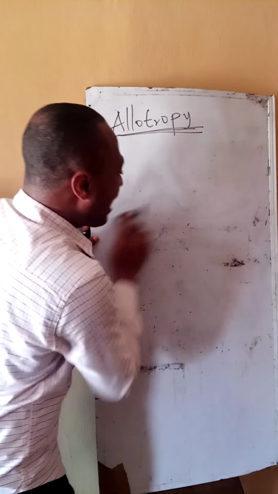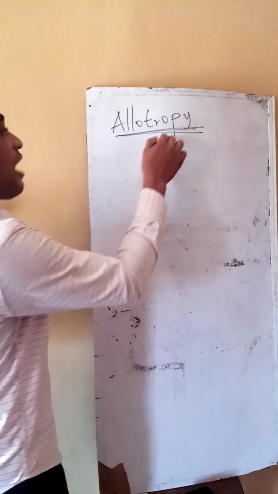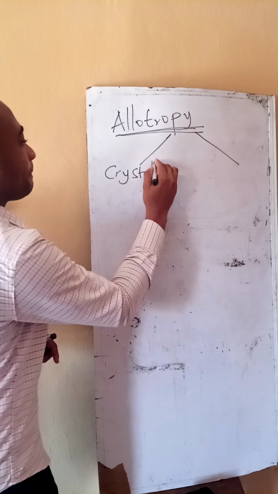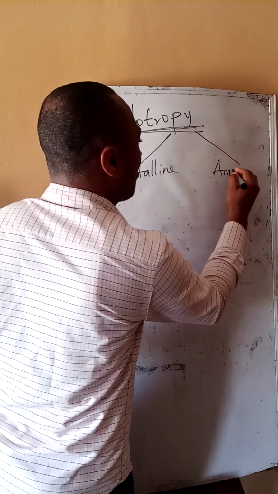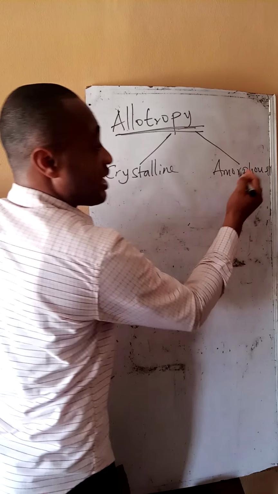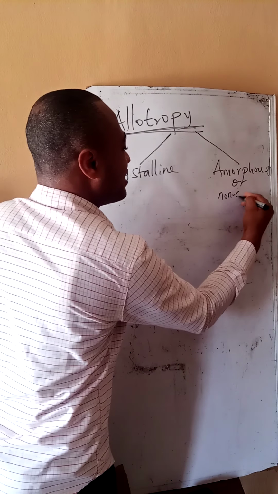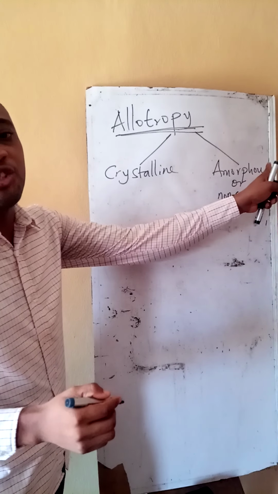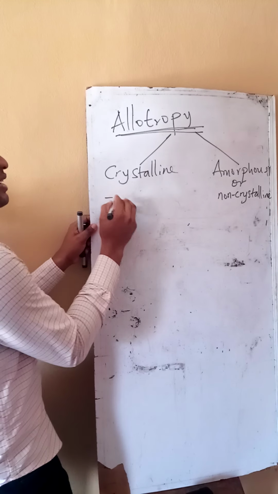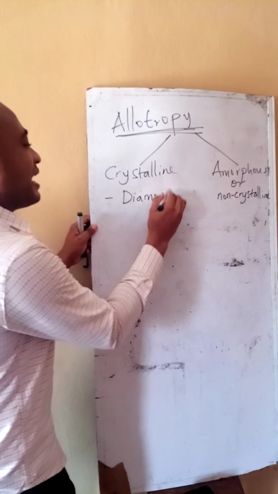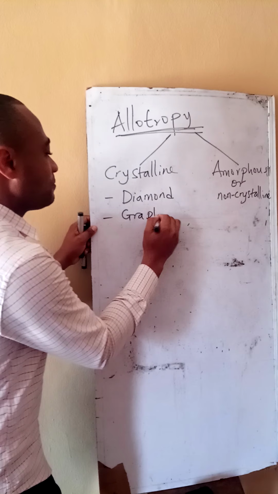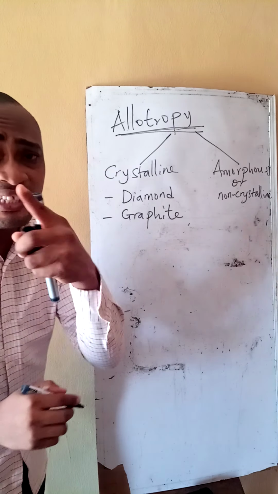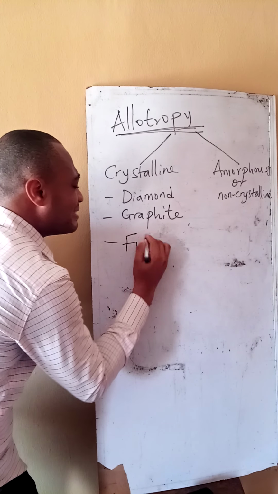So here we're looking at allotropes. And I told you we have 2 major categories. We have the crystalline, and we have the amorphous, which we can also refer to as the non-crystalline. And I told you amorphous means shapeless. So we have the crystalline. The crystalline allotropes, this is diamond, this is graphite. And a third one that was discovered in 1985. In 1985, they discovered this, the fullerenes.